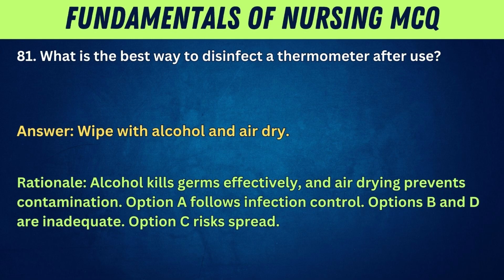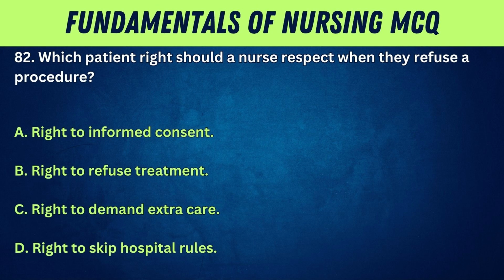Rationale. Alcohol kills germs effectively and air drying prevents contamination. Option A follows infection control. Options B and D are inadequate. Option C risks spread.